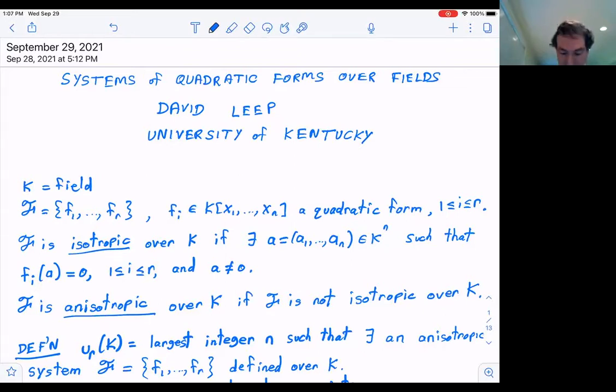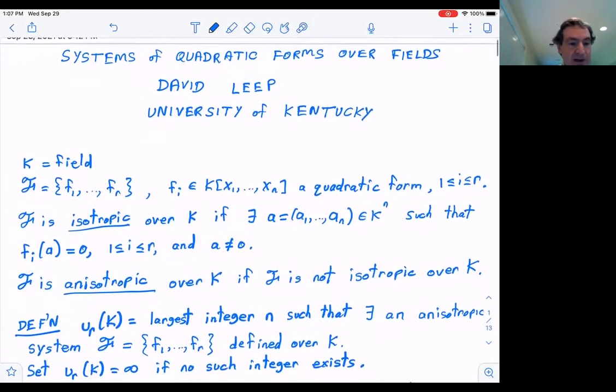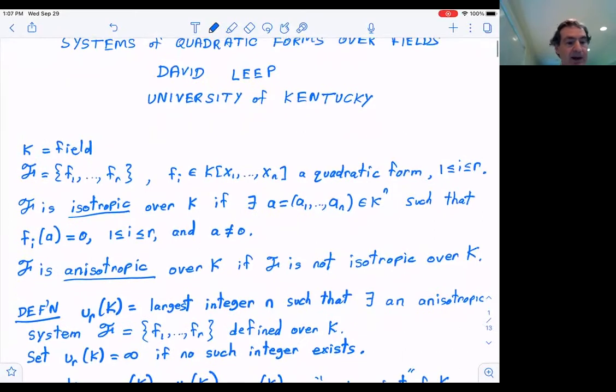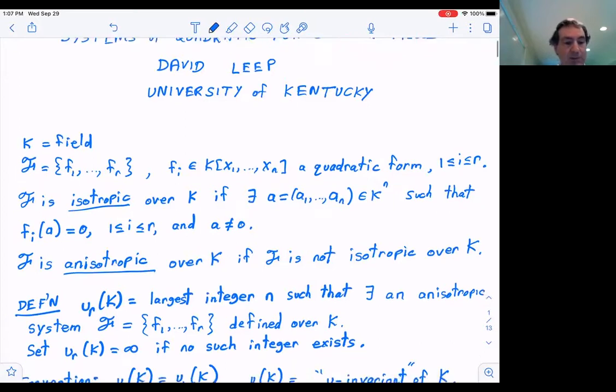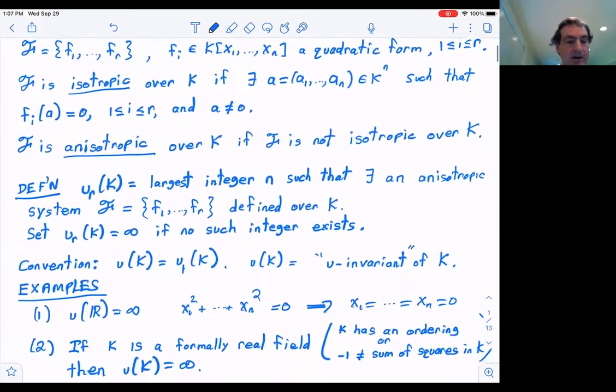I want to introduce the following definition, maybe unmotivated at the moment. U sub R of K is the largest integer n such that there exists an anisotropic system of R quadratic forms in n variables. And if no such integer exists, then we just say U sub R of K is infinity. All right, so the basic theme is this.